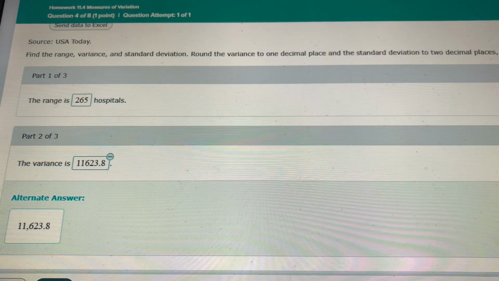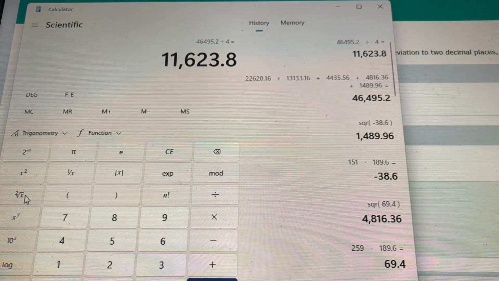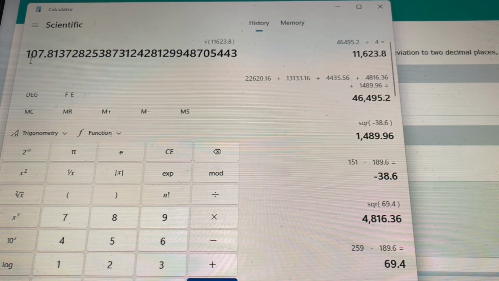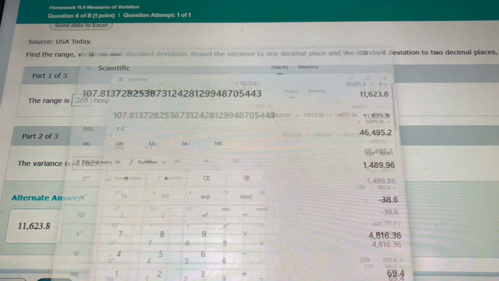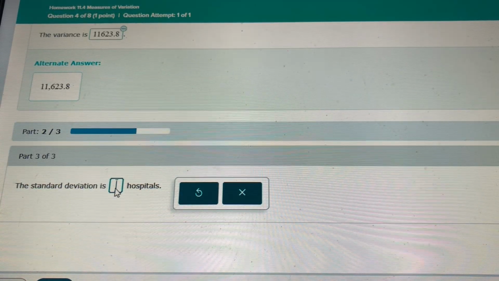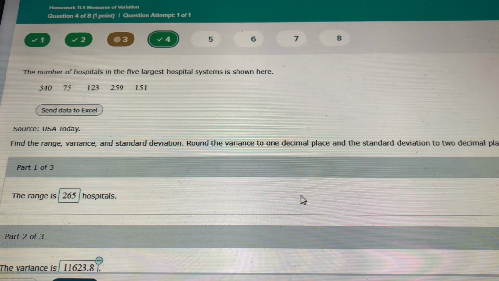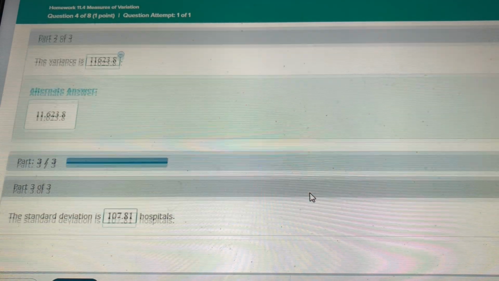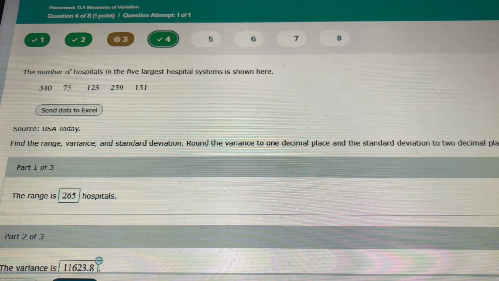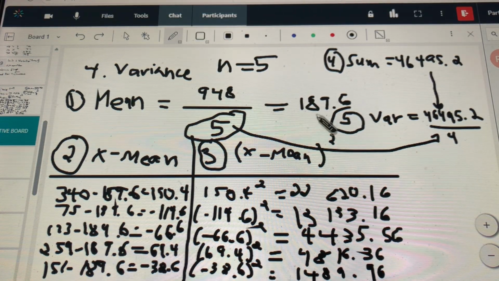And then square root that to get the standard deviation. So the square root is 107.81. So that was much more doable that time. It still took a while, but it's nice if your mean doesn't come out messy, then it's not too bad to do this. And I wanted to show you this too.